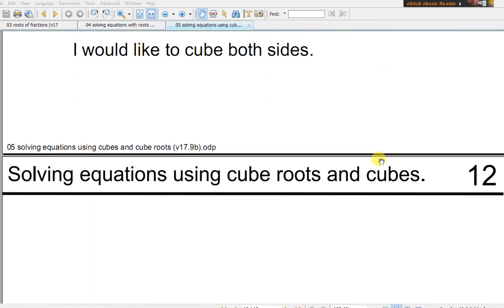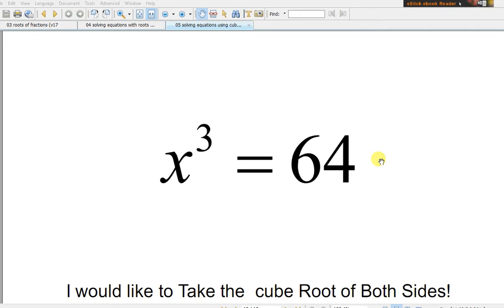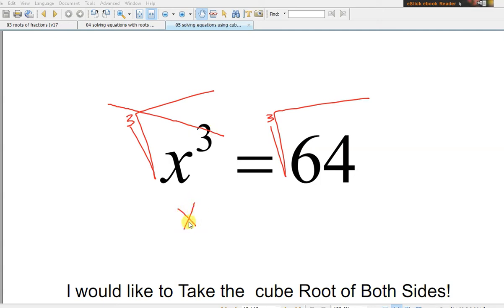Our rainbow poster. Let's do this one. What would you like to do? Well, Mr. Barr, I would like to take the cube root of both sides. Notice that the cube root cancels the cube, and the cube root of 64 is 4.